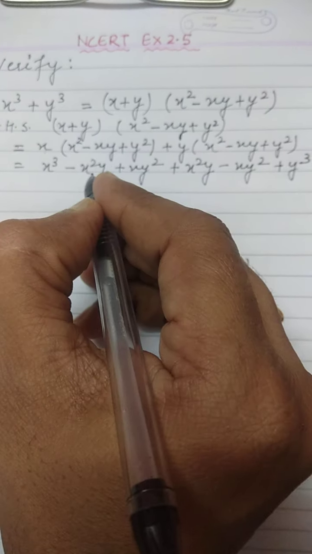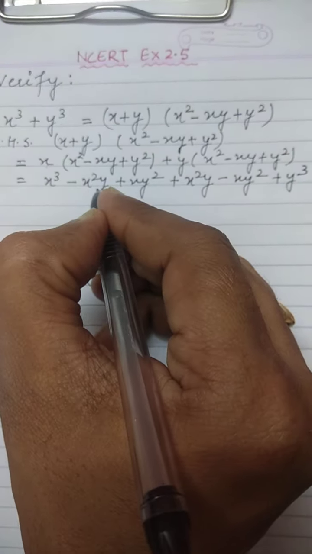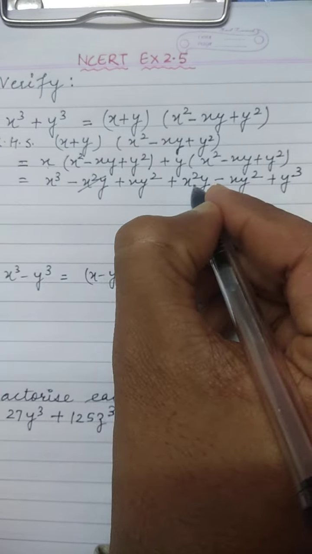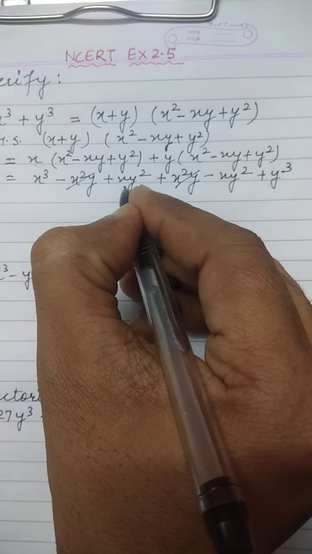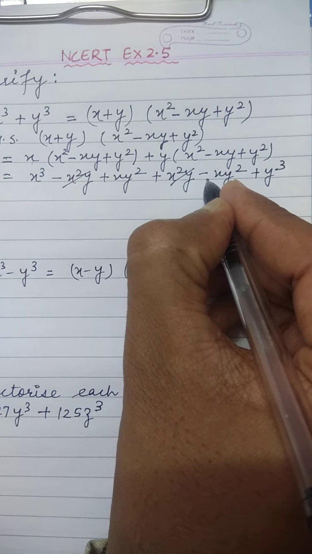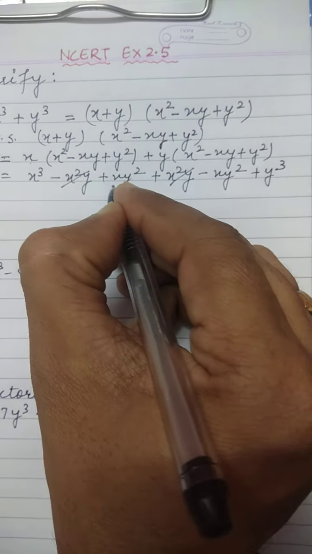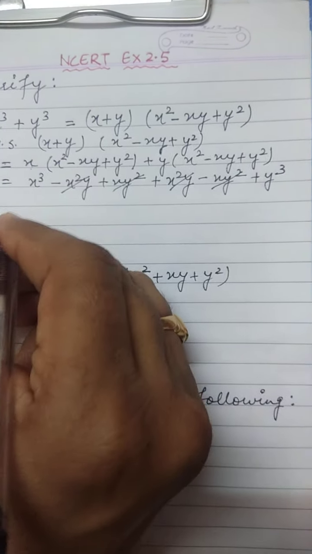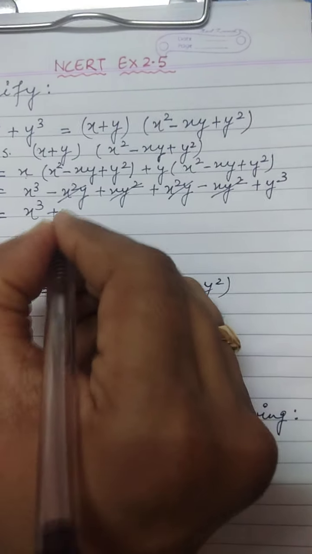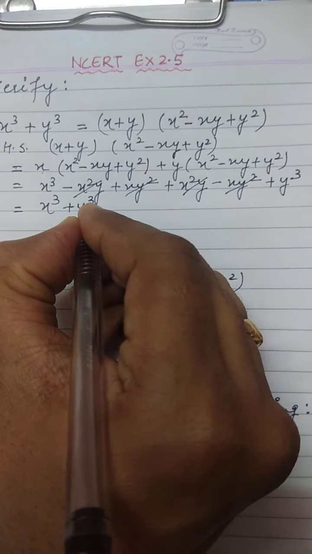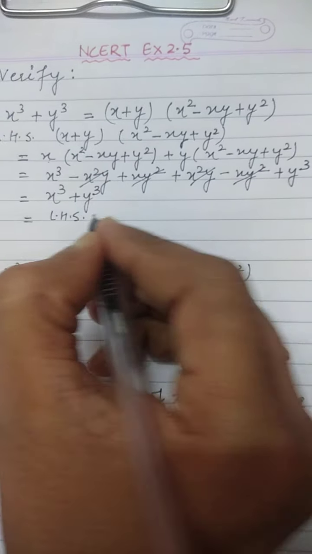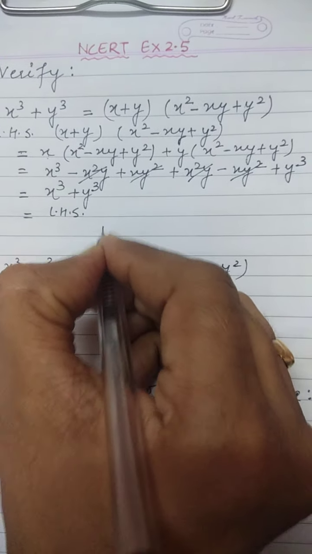In this you can see that here we have minus x square y and here we have plus x square y. So we can cancel them. Also x plus y square positive sign and with minus x y square. These are also cancelled out. In the last we will get x cube and plus of y cube, which is our left hand side. Okay, hence proved.